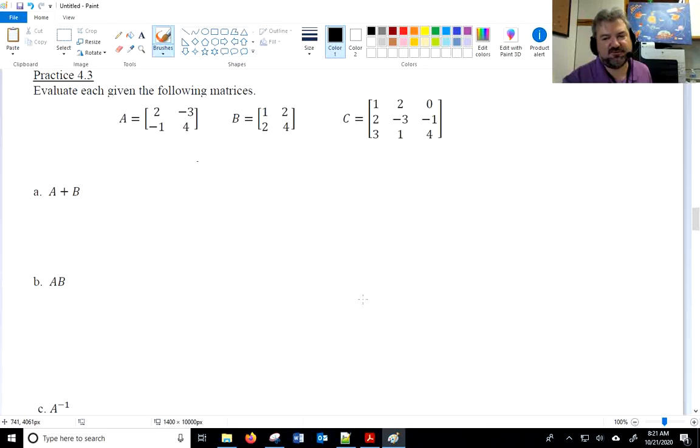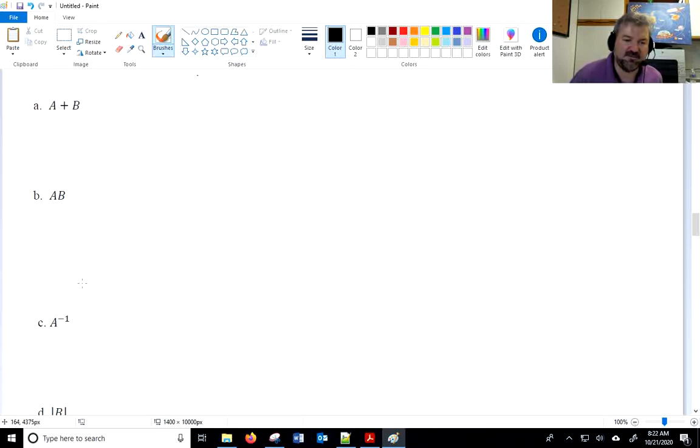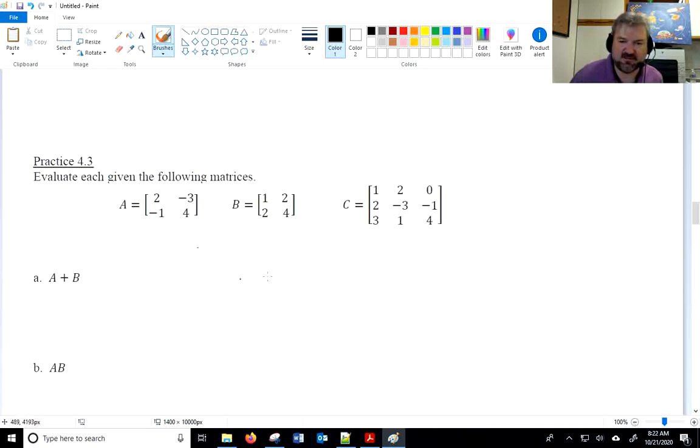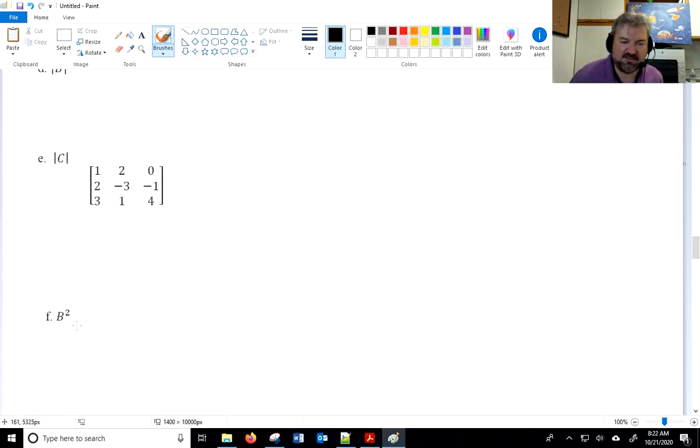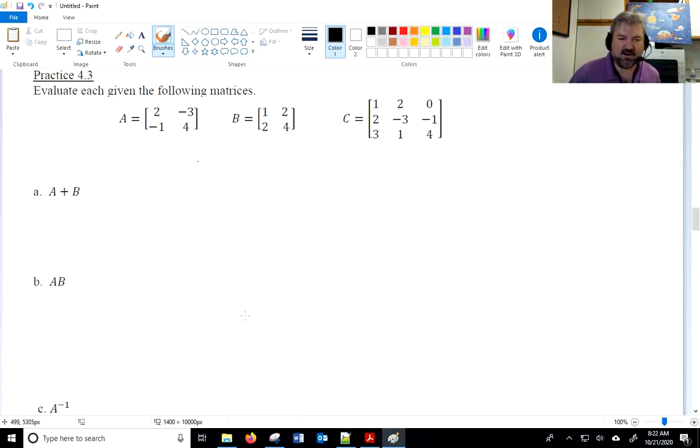All right, for now, I want you to go ahead and do a couple practice problems here. I want you to find A plus B using these matrices, A times B, that is the symbol for A inverse, the determinant of B and the determinant of C. I just copied C down there again for me. And then I want you to find B squared. So it's B times B. All right, let's pause the video and give it a try.